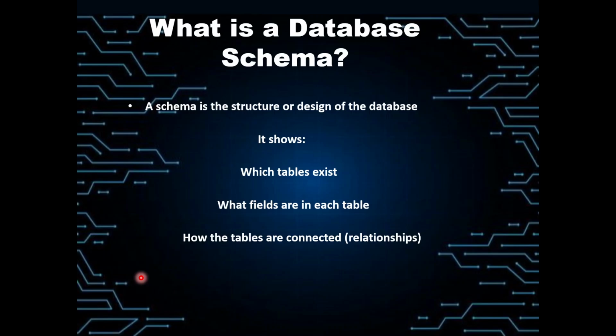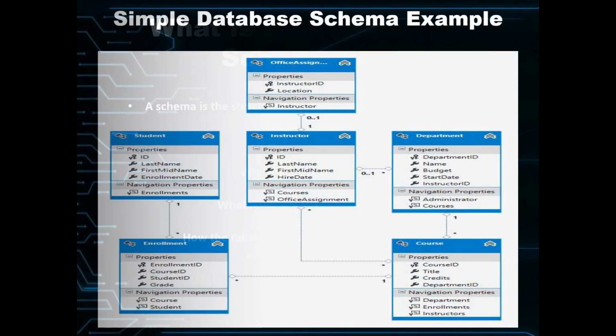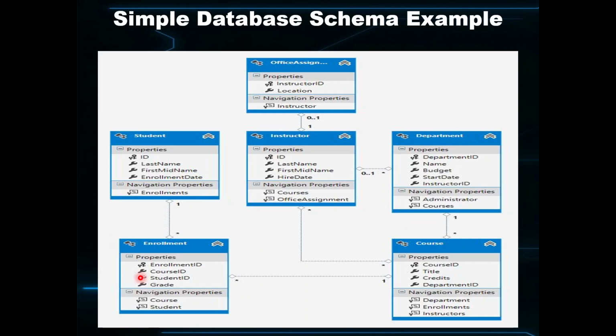That's what a database schema talks about. So we have an example of a database schema here. This is like a school database schema where we have the office, so the instructor ID. We have here the students, we have the instructor, that's like a teacher. We have the departments, the courses, the subjects, the enrollment. So this is what you call a database schema.